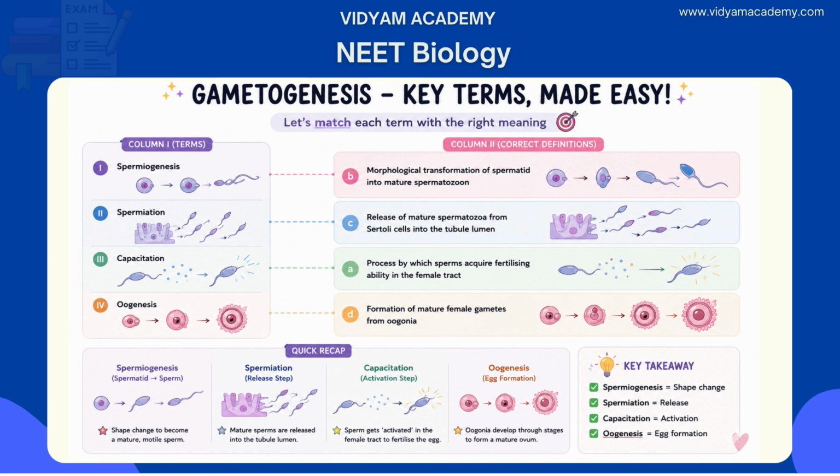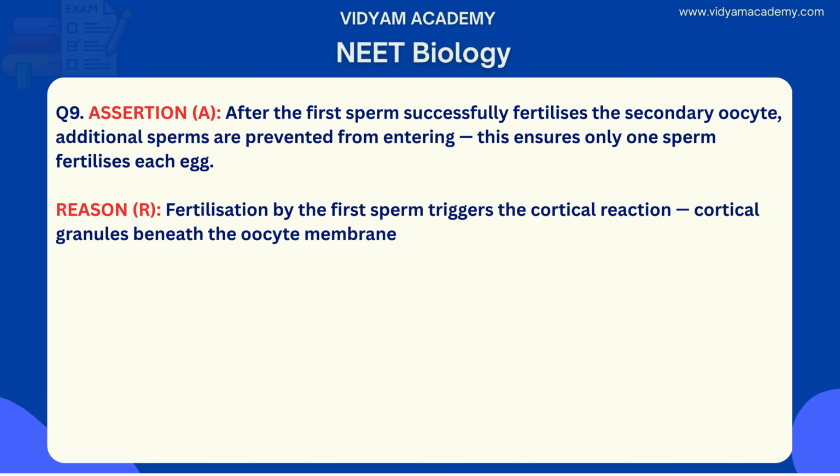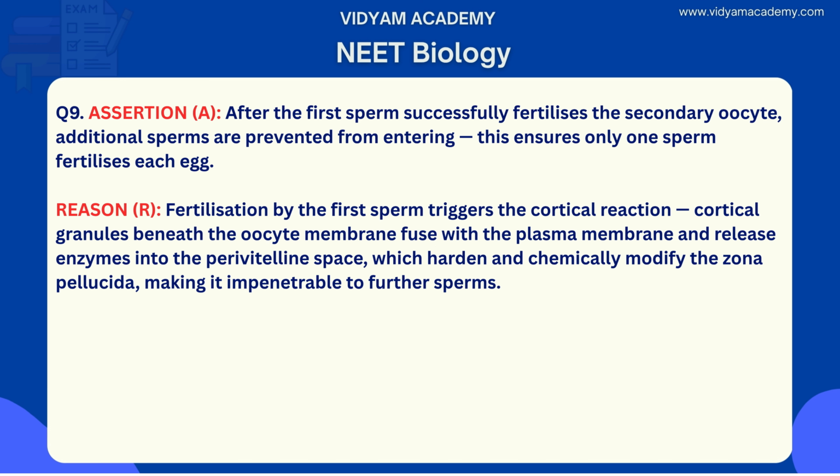Oogenesis is simply the complete process of egg formation from the oogonia through to the mature ovum, matching D. And question number 9. Assertion A and reason R. Assertion: after the first sperm successfully fertilizes the secondary oocyte, additional sperms are prevented from entering. This ensures only one sperm fertilizes each egg.